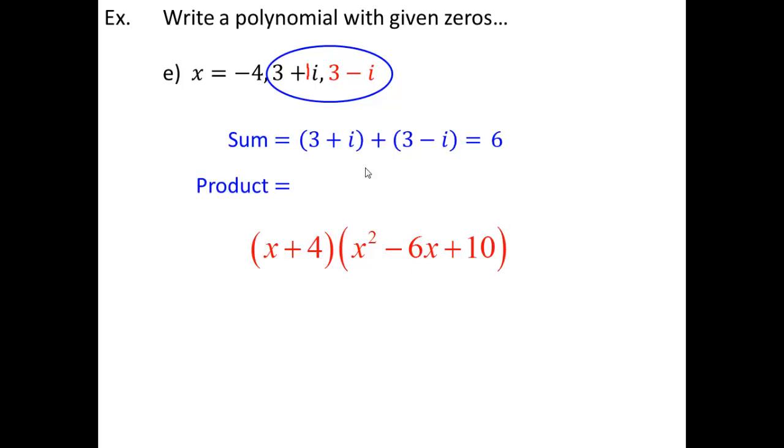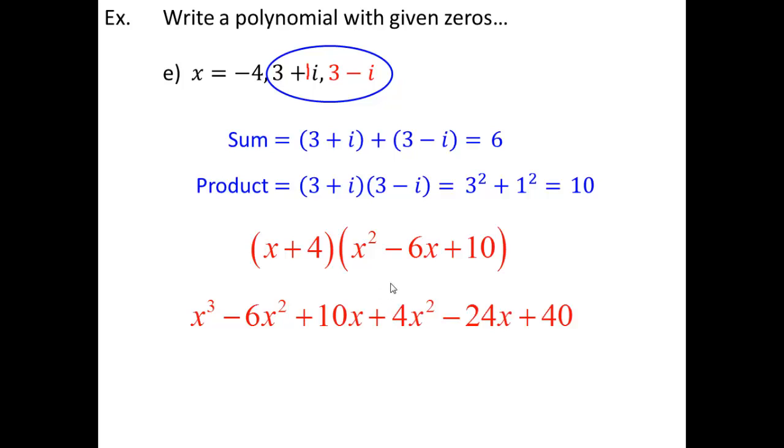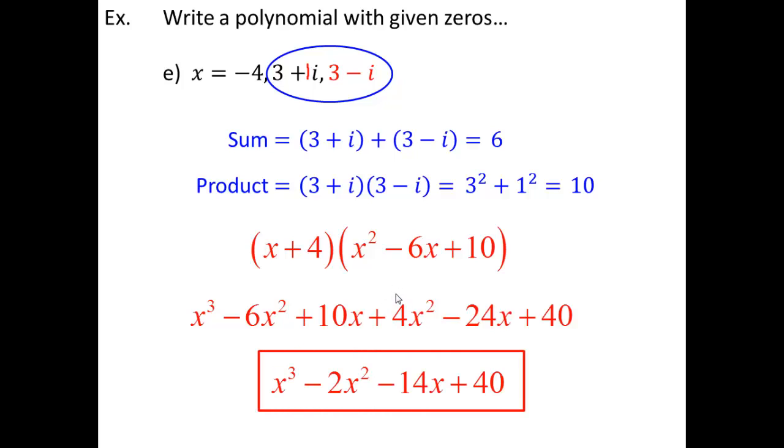The product, again, is just multiplying them together. And when I multiply them together, that's really just a squared plus b squared. a is 3, so it's 3 squared, plus the b value is 1, so it's 1 squared. 3 squared plus 1 squared is 10. So that's where I get that number right there. Instead of wasting time multiplying everything through, all you have to do is remember x squared minus the sum times x plus the product. Then we can finish multiplying through, and we get our answer right here.